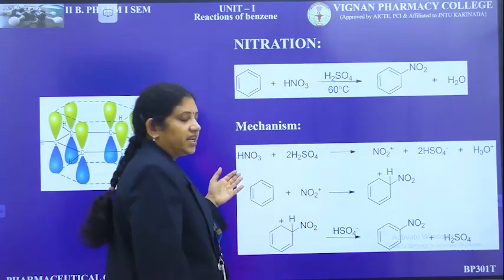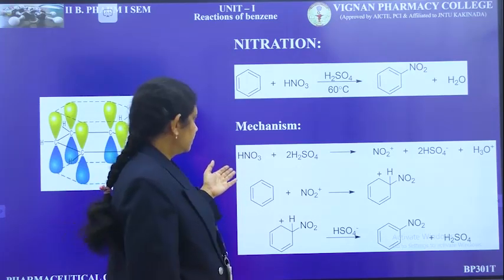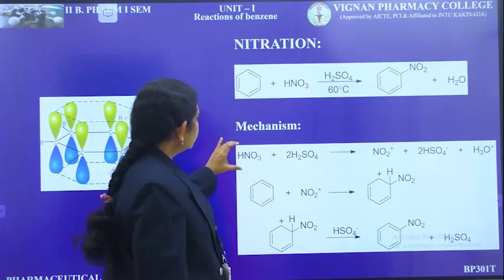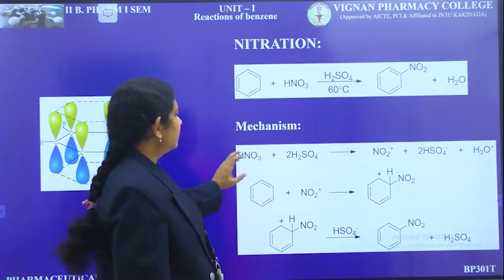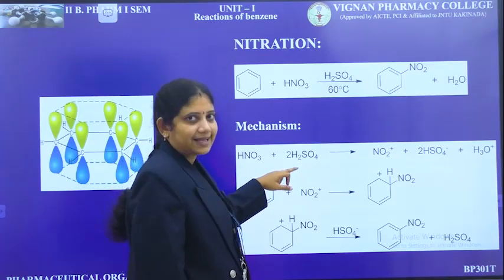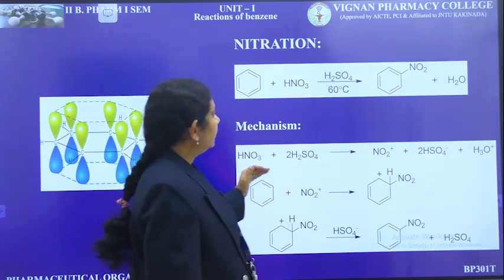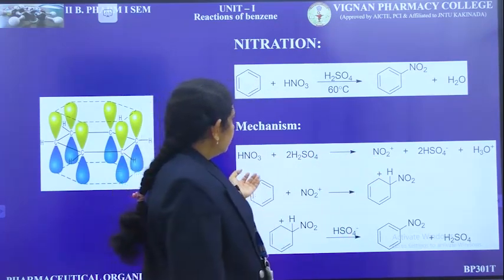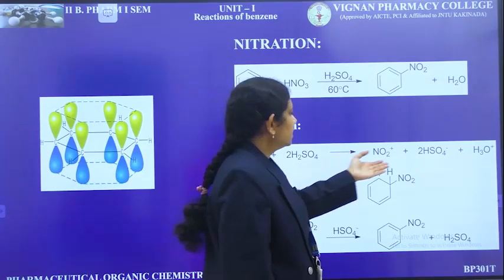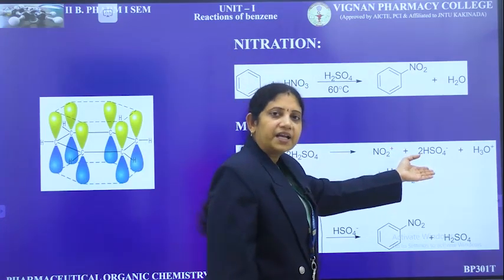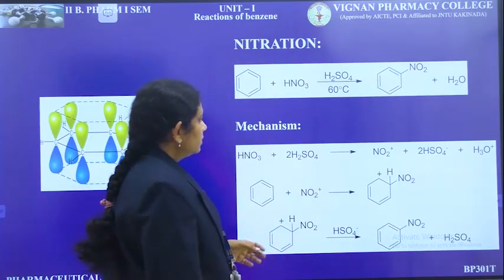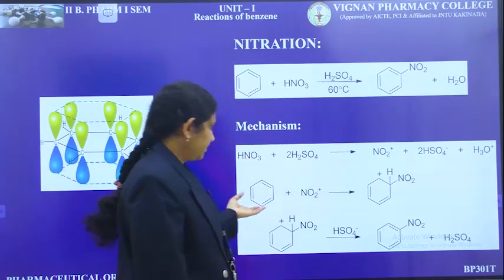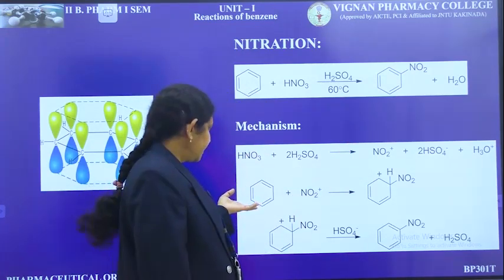So coming to the reaction mechanism, that is generation of the electrophile. When concentrated nitric acid is treated with 2 moles of sulfuric acid, it can release the electrophile, that is nothing but the nitronium ion, and the sulfuric acid is released in the form of 2 moles of the bisulfate ion. So the electron deficient species is going to be attracted to a base like this benzene.